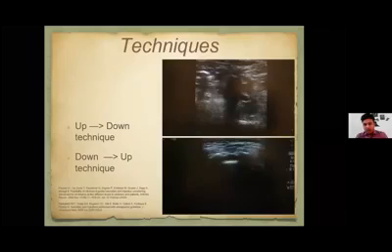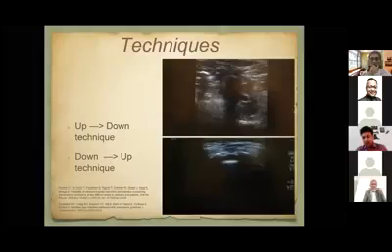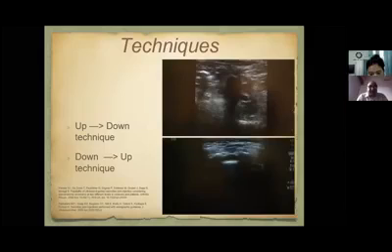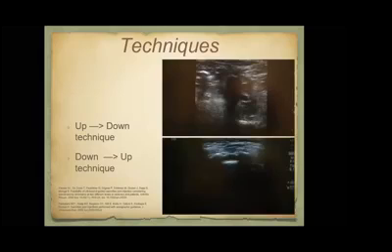So how do I do it? I do two techniques. For simplification, I call them the up-down technique and the down-up technique. In the up-down technique, we start from the L5 spinous process and then go a little laterally to see the PSIS, the posterior superior iliac spine, and then we go down. So this is called the up-down technique. In the down-up technique, we start from the sacral hiatus, and then we go up and a little laterally. So we call it the down-up technique.